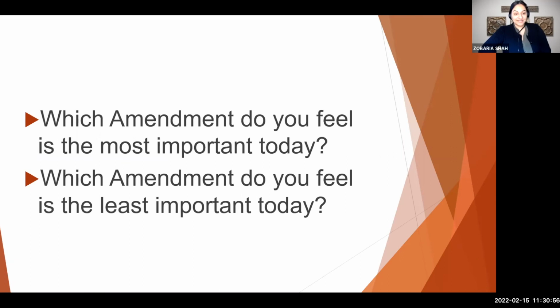Edgewood, you're good to speak. The First Amendment I think is the most important because it still gives the freedom to speak and the freedom of religion. But I believe that the 9th Amendment is the least important because basic things that aren't said in the amendment are given right there, but they don't have to be said in the amendment. It's just common knowledge that you're able to do it.